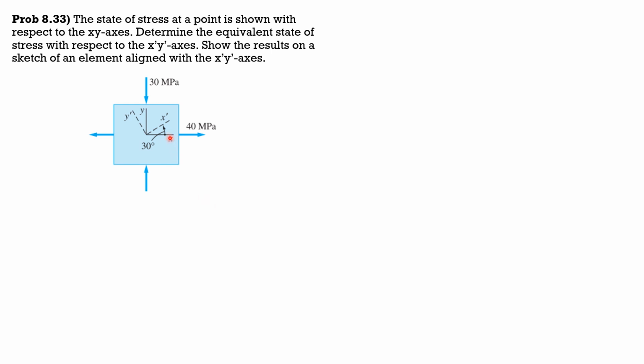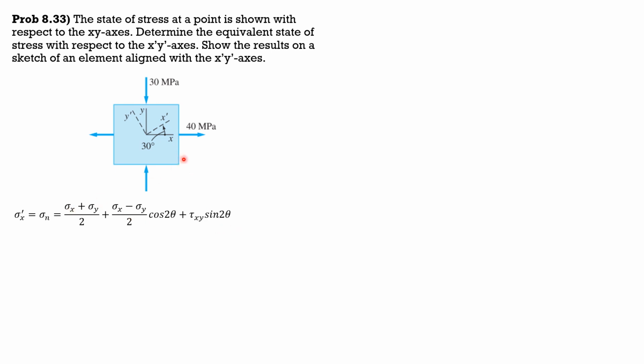So if you can recall, sigma x prime, or sigma normal, equals quantity sigma x plus sigma y over 2 plus quantity sigma x minus sigma y over 2 cosine 2 theta plus tau xy sine of 2 theta. So again, sigma x prime or sigma normal equals quantity sigma x plus sigma y over 2 plus quantity sigma x minus sigma y over 2 times cosine of 2 theta, then plus tau xy sine 2 theta.